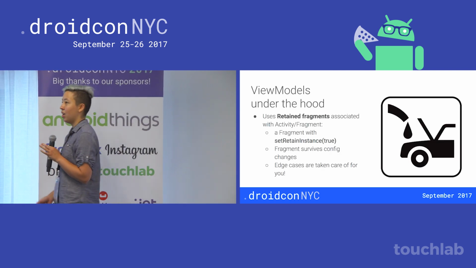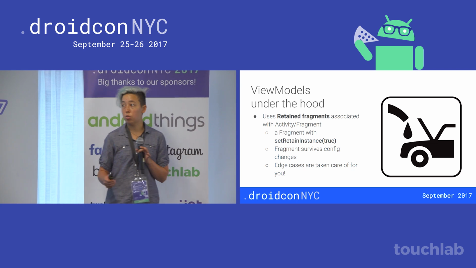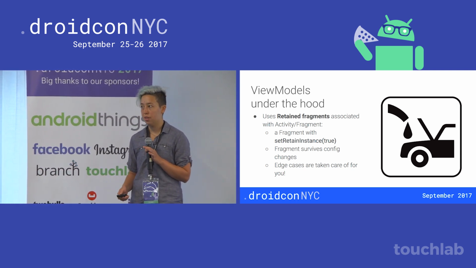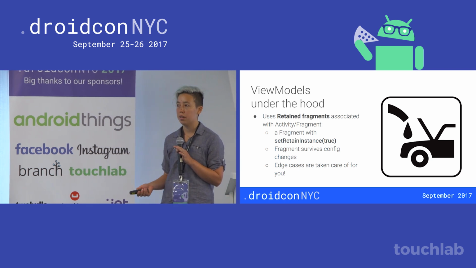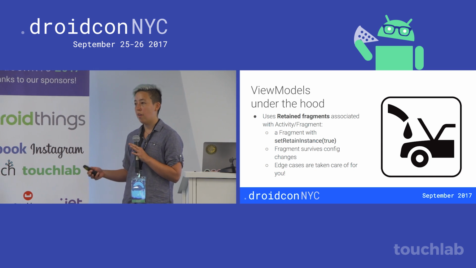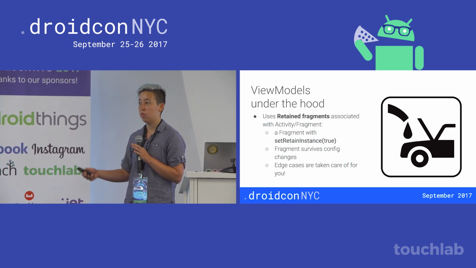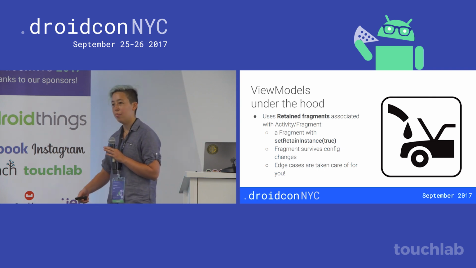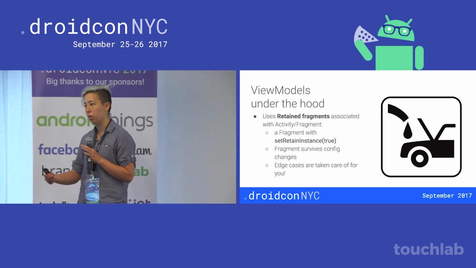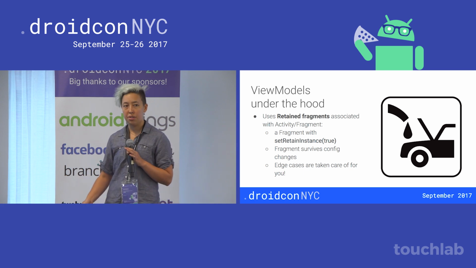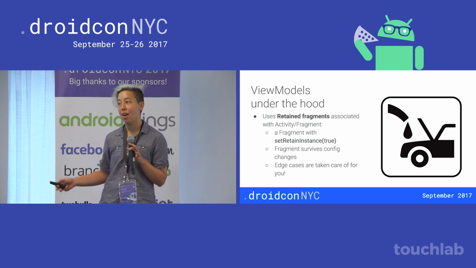And the interesting thing is that under the hood, ViewModels use retained fragments that are associated with your activity or fragment instance that you pass into it. A retained fragment is a fragment that has set retain instance to true. And this retained fragment is the thing that's in the background surviving the configuration change. This was the previous way that we would tell you to preserve data through configuration changes if you wanted something really robust that could hold large amounts of data. But it was kind of tricky. There are a lot of edge cases. And with this new API, we've taken care of all that for you.